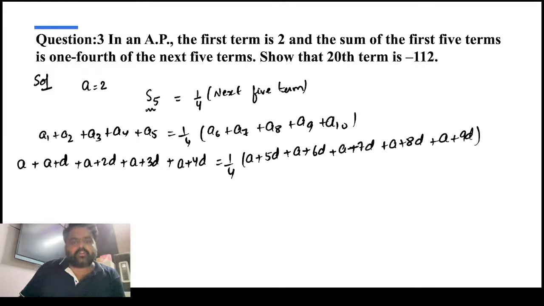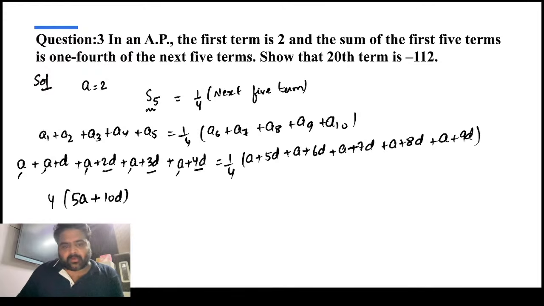Now add all the terms. When you add all the terms, how many A's are there? 1, 2, 3, 4, 5. This is 5A. Now, how many D's are there? 4D plus 3D, 7D, 7D plus 2D, 9D plus D, 10D. Now, cross multiply the terms. When you cross multiply, this 4 will come over here. Now add. How many A's are there? 5A. How many D's are there? 9 plus 8, 17. 17 plus 7, 24. 24 plus 6, 30. 30 plus 5, 35D.